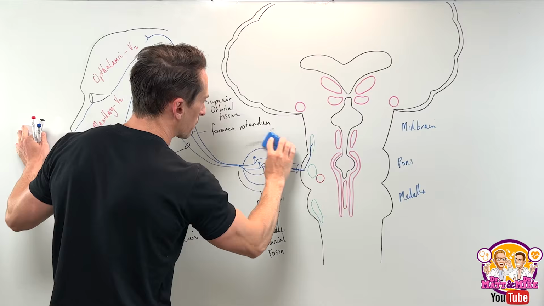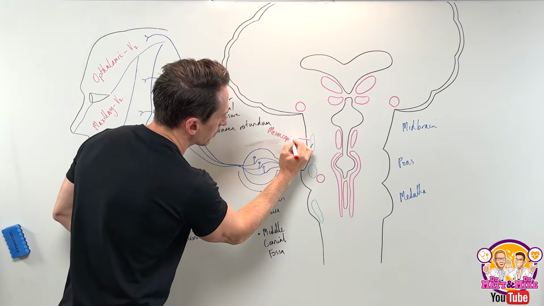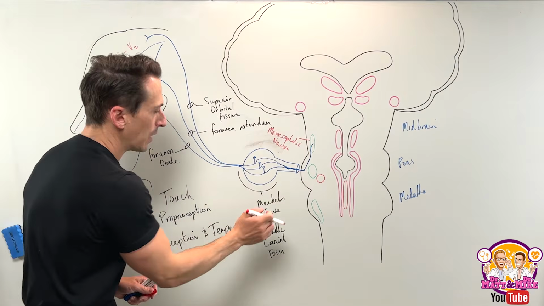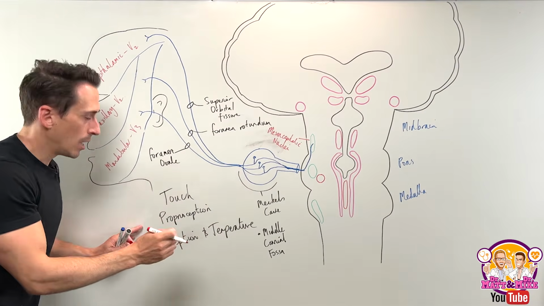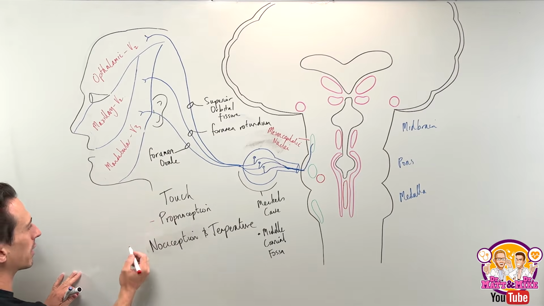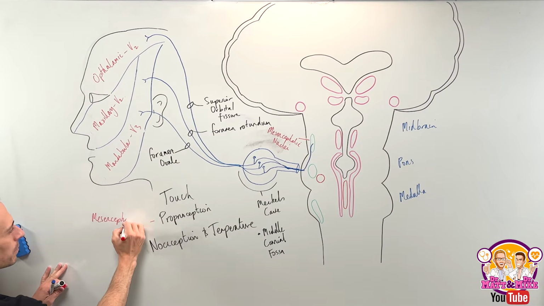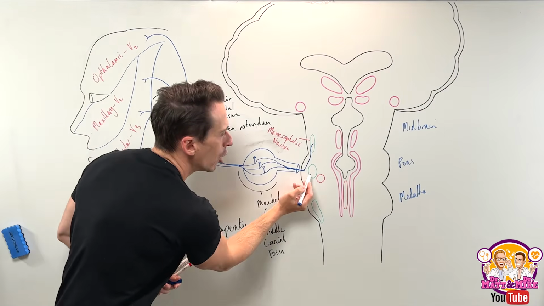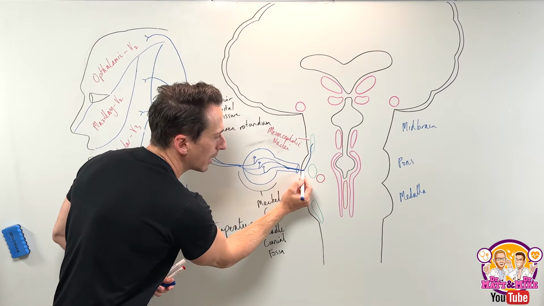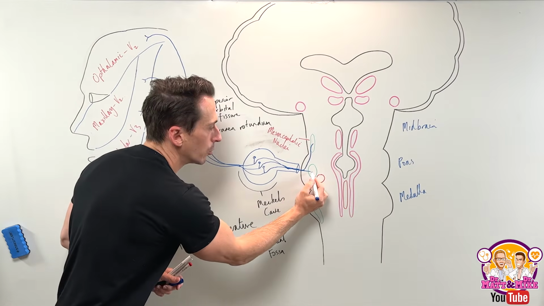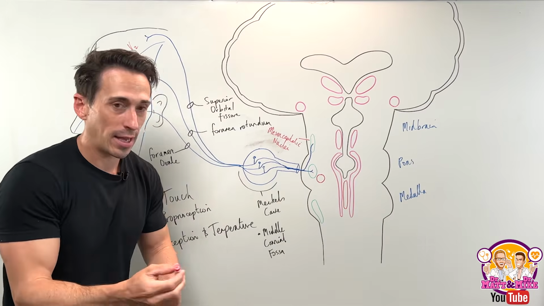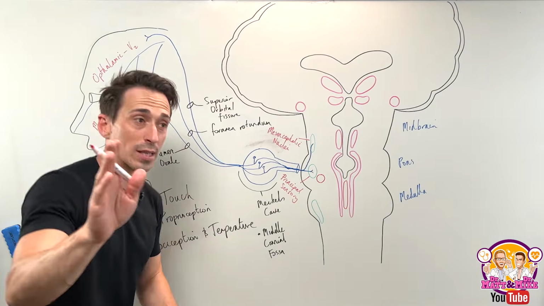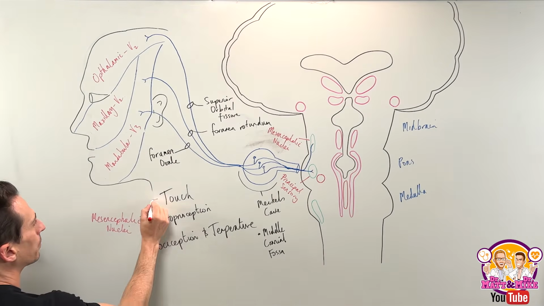Let's write that down. So we've got the mesencephalic nuclei of the trigeminal nerve here. This is where proprioception goes. So maybe we can write mesencephalic nuclei next to proprioception here. Now, information about touch, generally speaking, will go to this group of nuclei here, called the principal sensory nuclei. Let's write that down. And because this is associated with touch, we can write it down here.